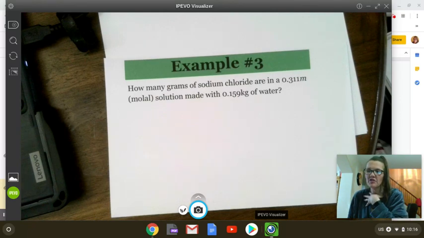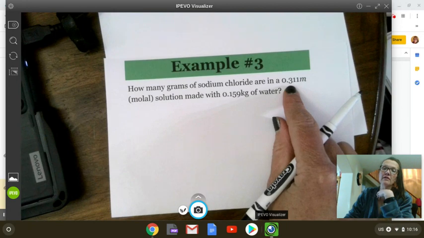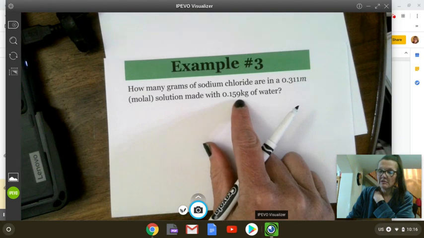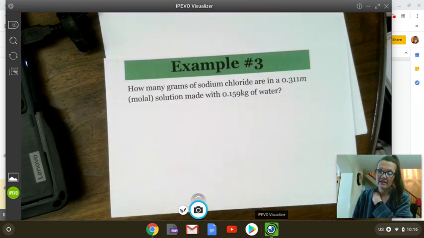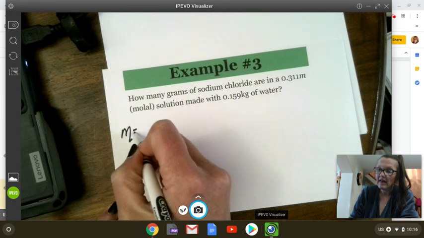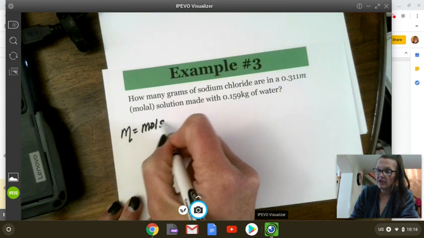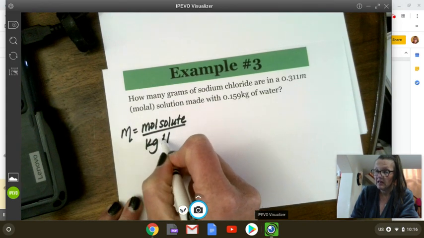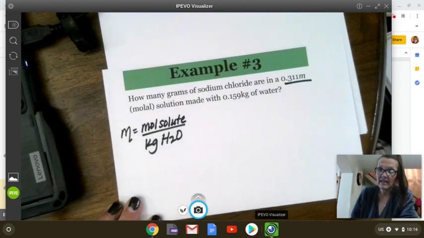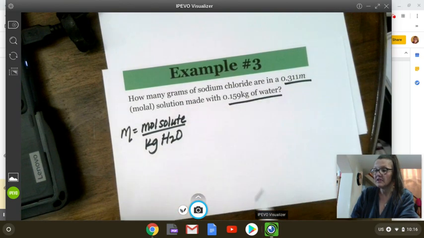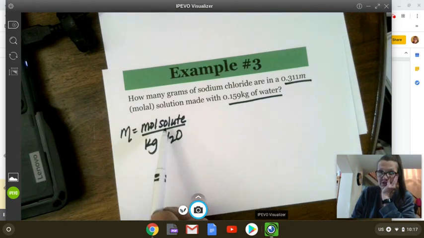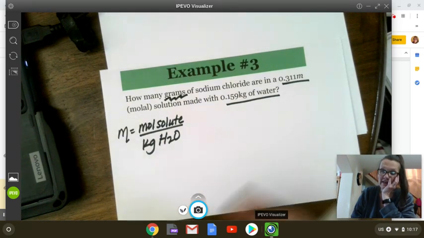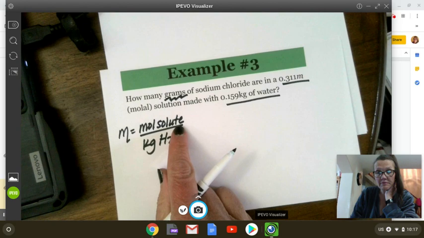So let's say I'm getting ready to do a lab and I need a 0.31 molal solution, and I know that I need to use this much water. How many grams of sodium chloride am I going to have to get? Okay, so again, the equation for molality is moles solute over kilograms of water. Now we have the molality and we have the kilograms of water. What we're looking for is our solute, but it did ask for grams. Now, can this give us grams? Not directly, but if we solve for moles first, then we can solve for grams.